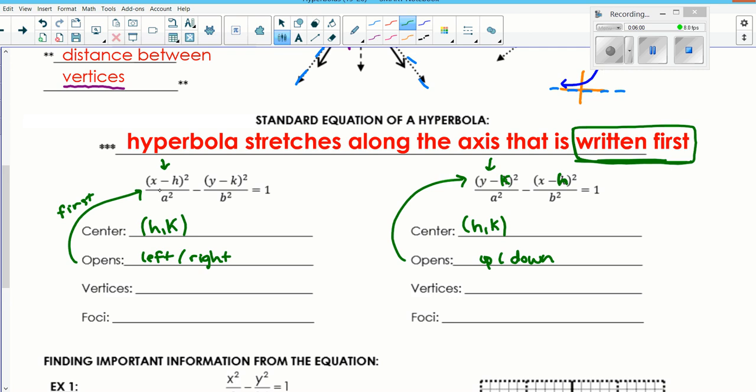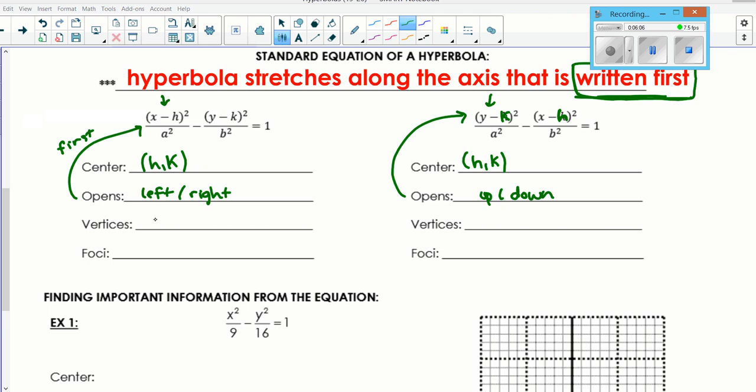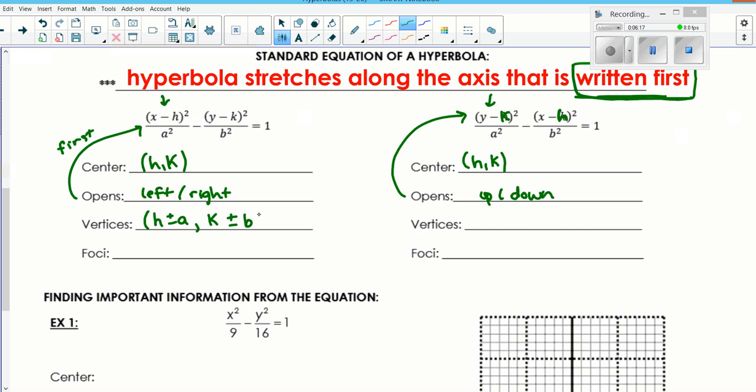The vertices in this would be, let's see, h plus or minus our a value, and then k plus or minus our b value, since we have h and a together and k and b together. However, over here, it's going to be h plus or minus our b, because notice h and b are together, and then k plus or minus our a, because our a and k are together. That notation truly isn't going to matter. We're going to be able to find it from our graph, and it's way easier than using this notation.